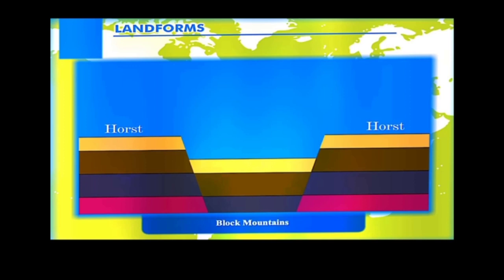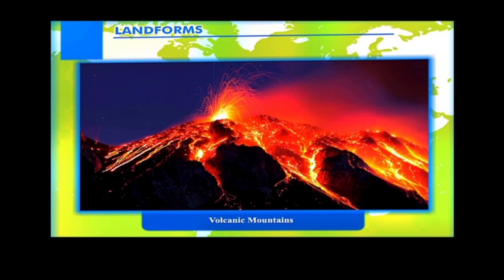Block mountains are found throughout the world. The Vindhya mountain ranges in India are an example of block mountains. The third category, volcanic mountains.